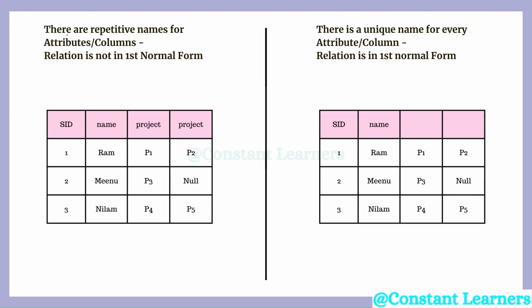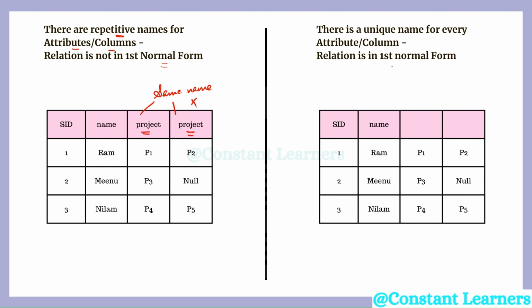The third rule states that if there are repetitive names for attributes or columns, then the relation is not in first normal form. Like here, this column has the name project, and this attribute also has the name project. So when there is more than one column or attribute with the same name, we will say that the table is not in first normal form. So this is not allowed.